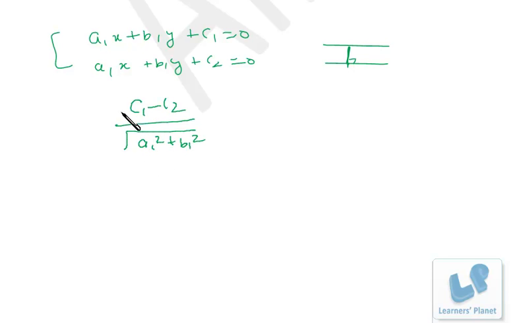C1 minus C2, you need to take the positive distance, so you can take the magnitude. Whatever is the bigger quantity, you deduct the smaller quantity from it, right? So modulus of C1 minus C2 by root of coefficient of x square plus coefficient of y square will give you the distance between two parallel lines, right? This is the absolute distance. Okay.